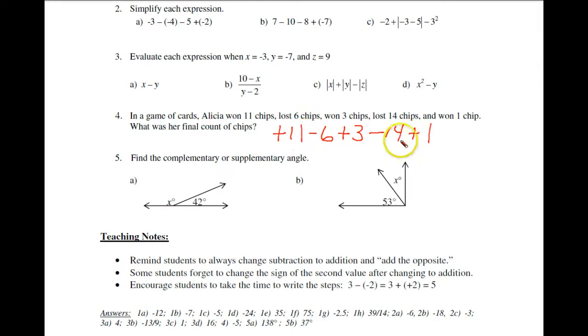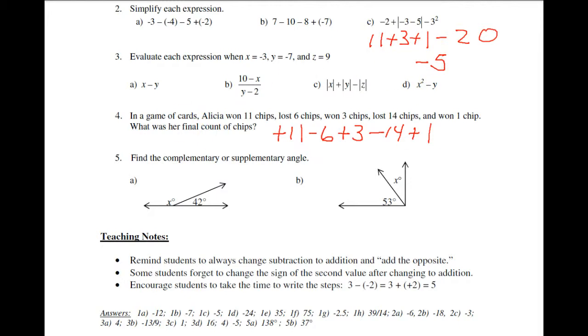Well, remember, a win is a positive and a loss is a negative. So one way to do it is put all the positives together. We have 11 plus 3 plus 1. And we have here losses of a negative 6 and a negative 14. That's going to give me a negative 20. I could have added these up too. So we have here 15, it looks like. 14 and 1 is 15. So we have a net loss of 5, which is correct.